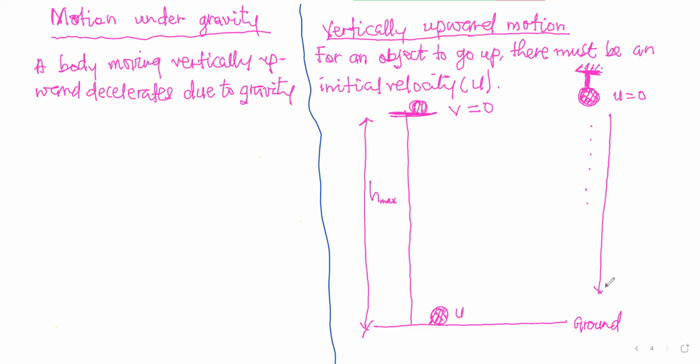Vertically downwards motion, bodies accelerate due to gravity. And then equally for vertically upward motion, bodies decelerate due to the same thing, gravity.